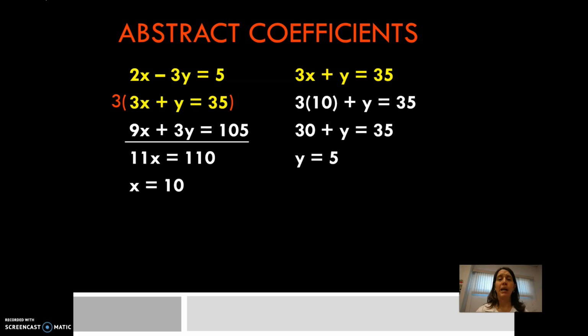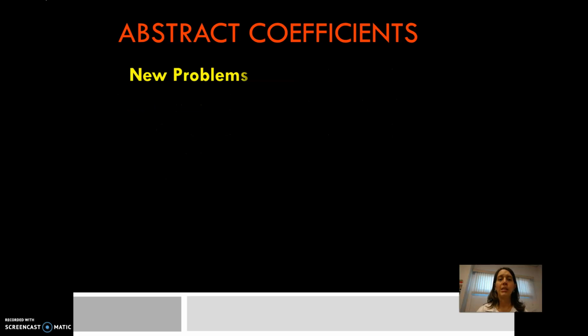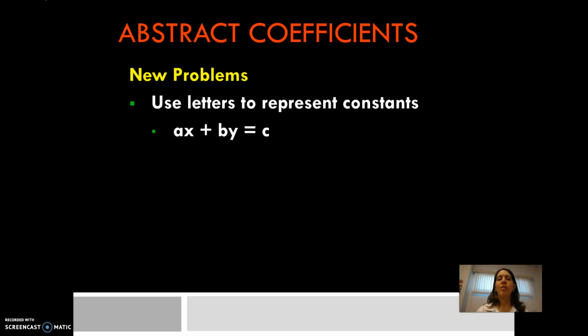Notice in this system we got two real answers because of the numbers that were in our original system. In today's questions, this is what our problem is going to look like. There's going to be letters instead of the numbers. Instead of saying 2x plus 4y, the question now says ax plus by. Still the same method. We're still looking for opposites on our variables so that we can cancel them out.